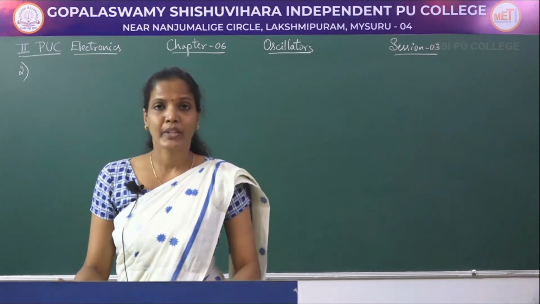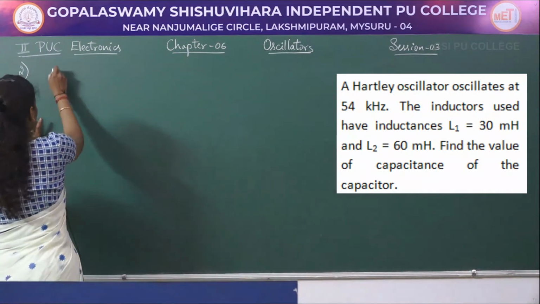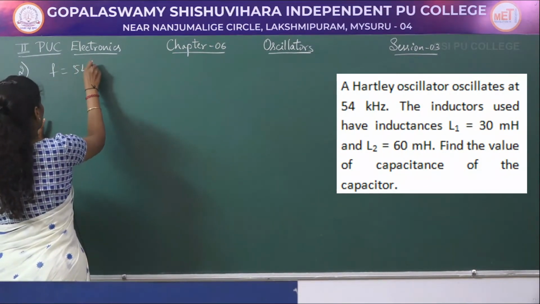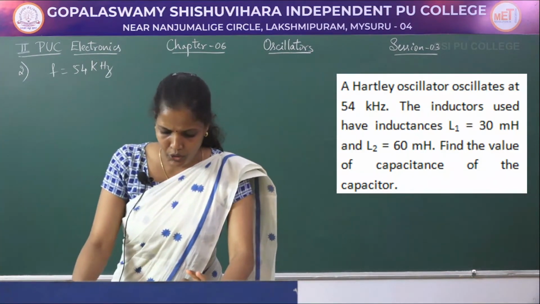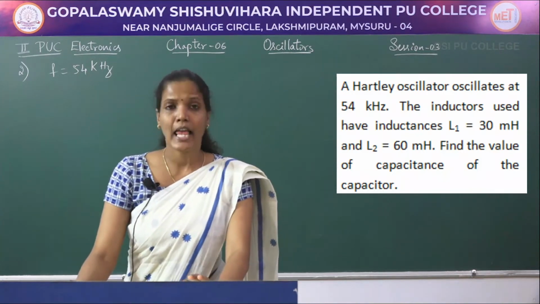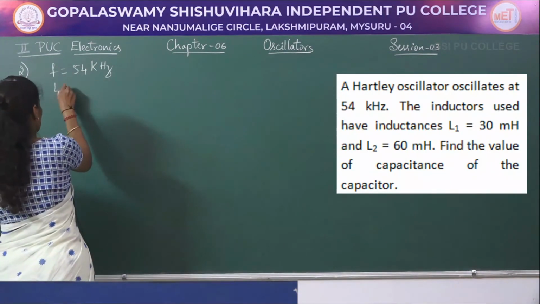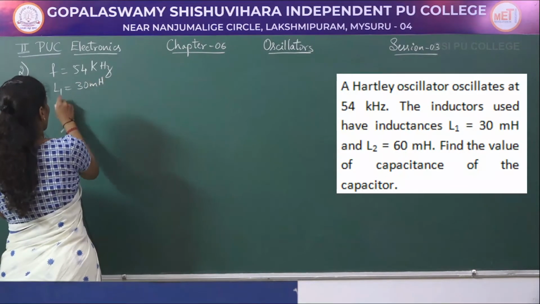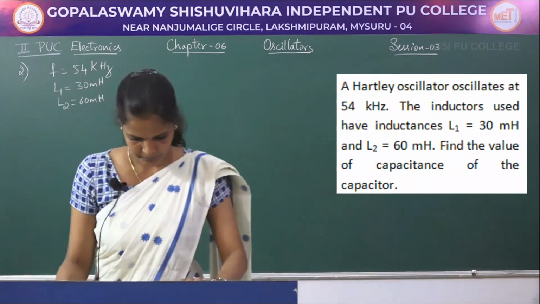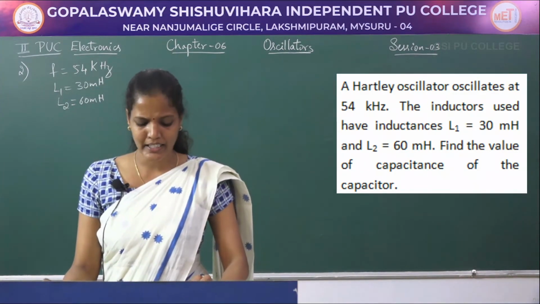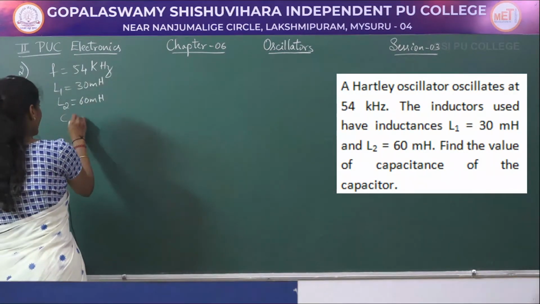The next problem is, a Hartley oscillator oscillates at 54 kilohertz. Hertz is the unit of frequency. So, frequency is given whose value is equal to 54 kilohertz. The inductors used have inductance L1 is equal to 30 millihenry and L2 is equal to 60 millihenry. Find the value of capacitance of the capacitor. So you have to find out the capacitance of the capacitor, that is you have to find out C.